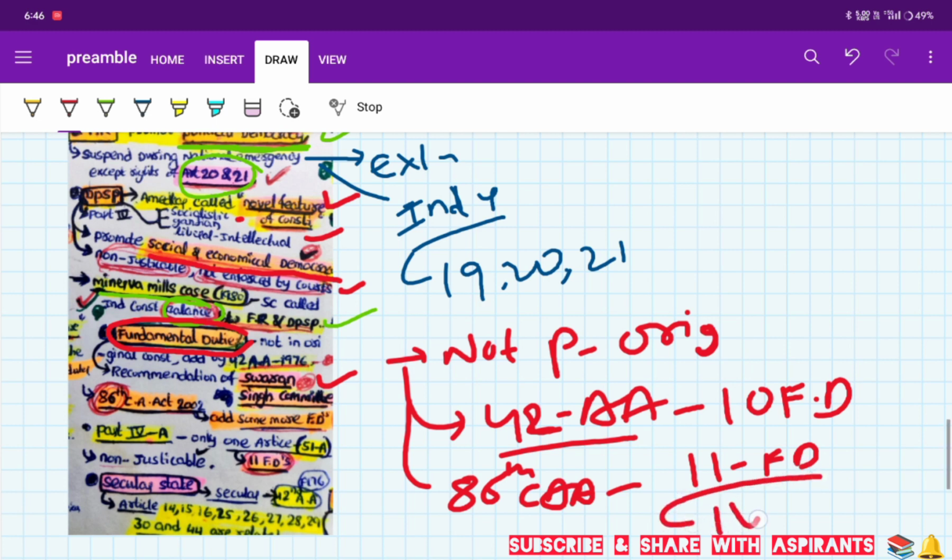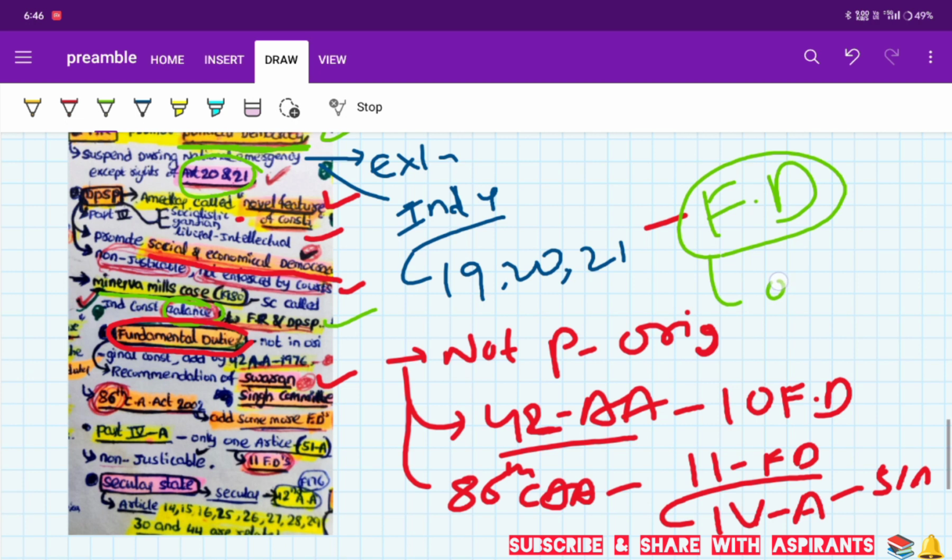They are under Part 4A, which has only one Article, 51A. These fundamental duties are non-justiciable in nature, and they are only for citizens, not for foreigners.